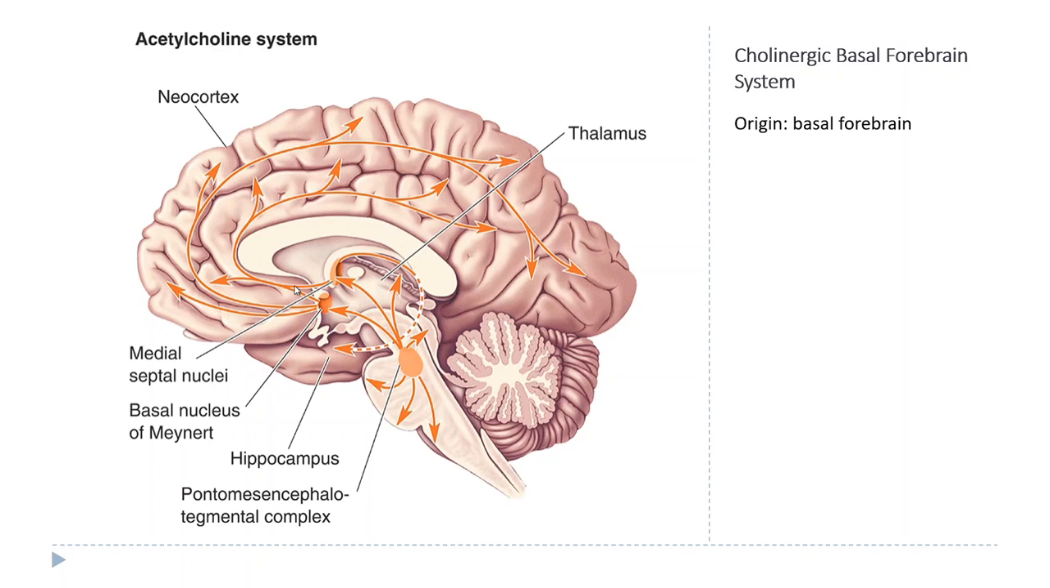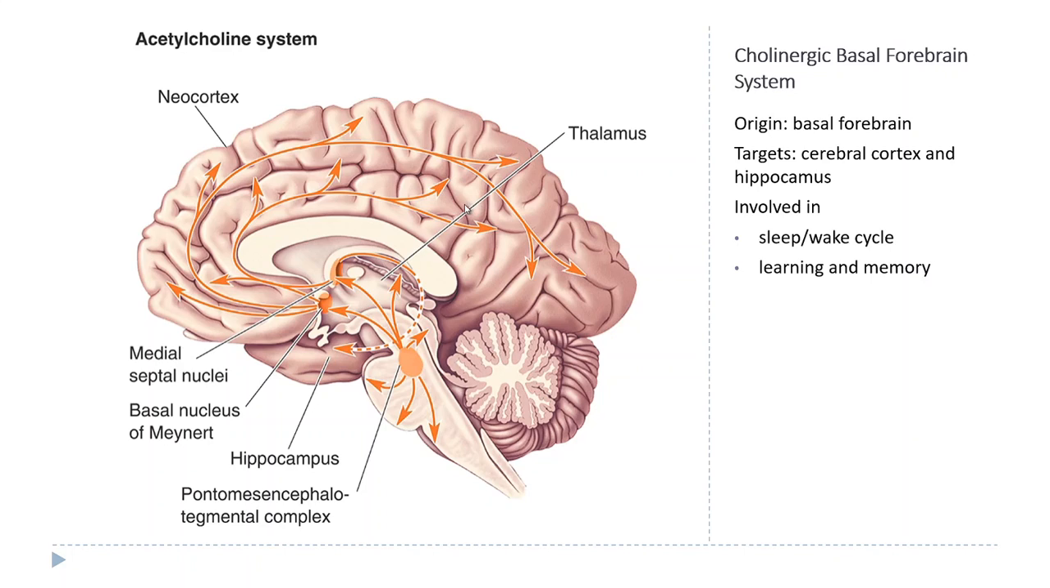The septum is actually a structure that divides the lateral ventricles down the middle, and then this structure called the basal nucleus of Meynert. Those are both part of the basal forebrain. Their axons go out into the cerebral cortex for the most part. They're also, again, involved in arousal, the sleep-wake cycle, and also in learning and memory.